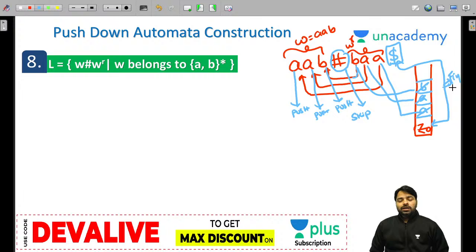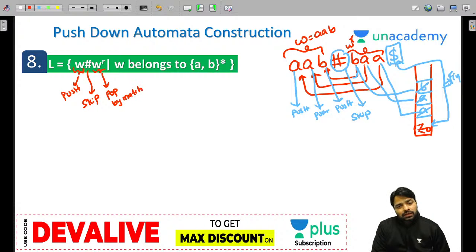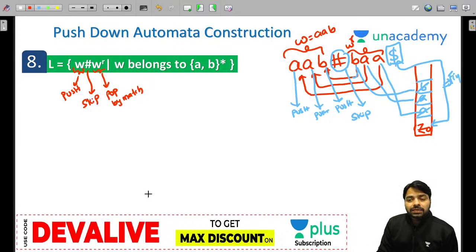Yes. Now, here two things. How do you push W? Push blindly. How long? Until hash comes. If hash comes, skip, and for W power R, pop, but by match only, matching the input with the top of the stack. Okay, now let's look at.